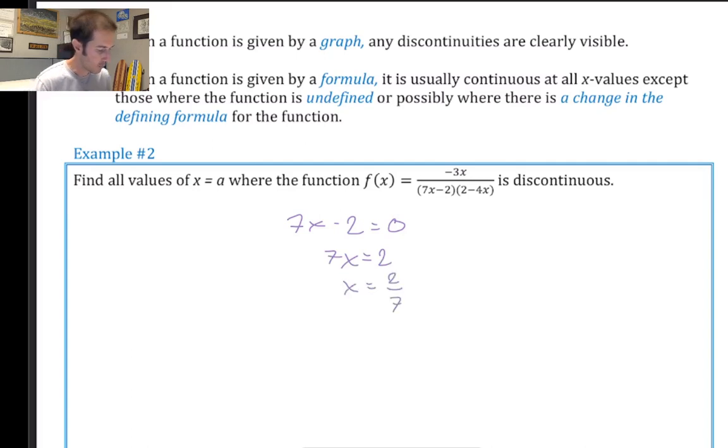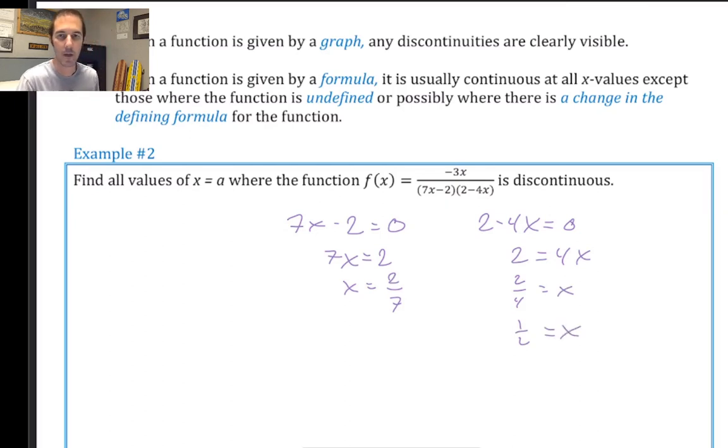So when x equals 2/7, we're going to have a discontinuity. And when x equals 1/2, we'll have a discontinuity. And since these are factors in the denominator that we cannot cancel out, these are not removable discontinuities, and therefore on a graph they would show up as vertical asymptotes.